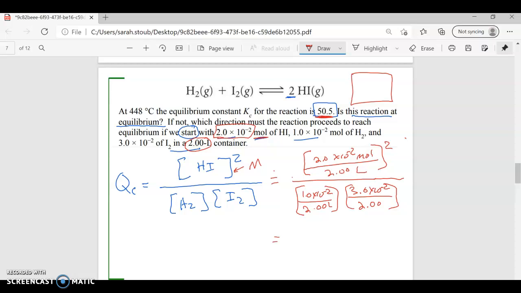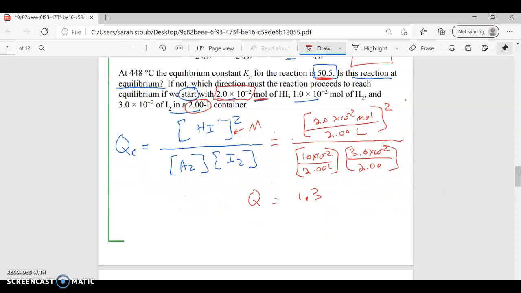So at this point, I'm going to just push it all in my calculator, and I get a number of 1.3. Now again, this has no units because I actually solved for Q. Q is very similar to K. I just didn't know if it was equilibrium or not, so there are no units on this one. So I got 1.3. That's my Q. Now my K is actually equal to 50.5. So I can clearly see that these two are not equal to each other. My Q does not equal my K. My K actually happens to be much greater than my Q.